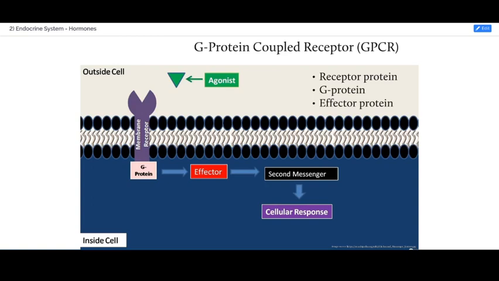So really the G protein coupled receptor has three main components: the receptor protein, the G protein, and the effector protein. The second messenger is not part of the receptor, it's the result of what the receptor does. It's just taking the first message and translating it to a second message inside the cell.